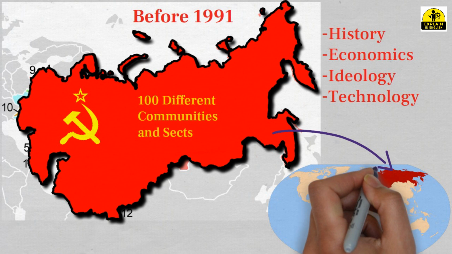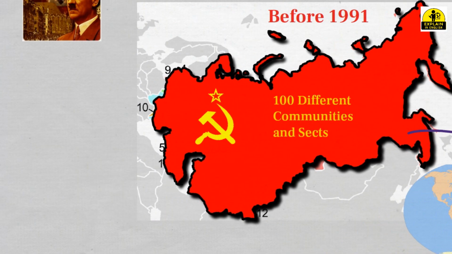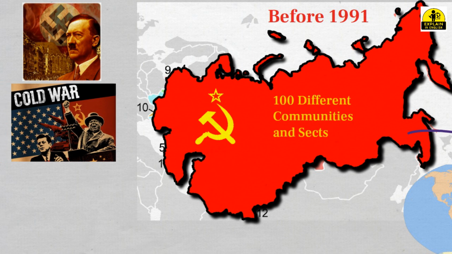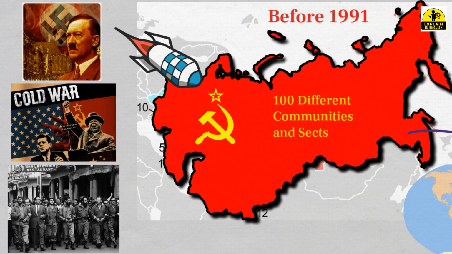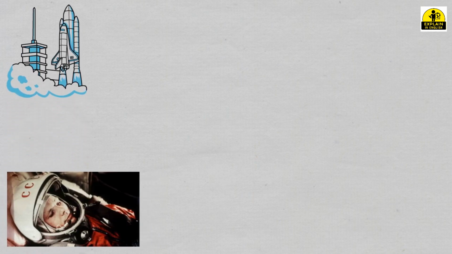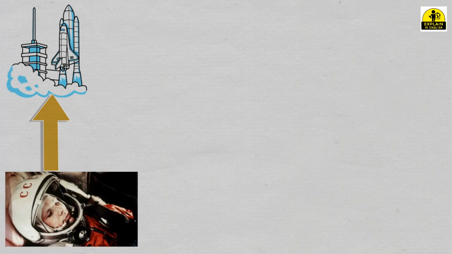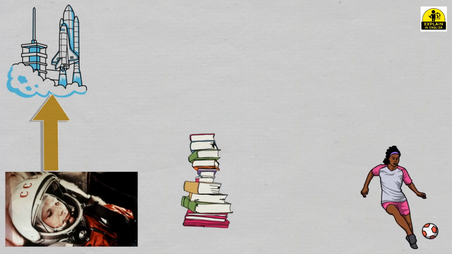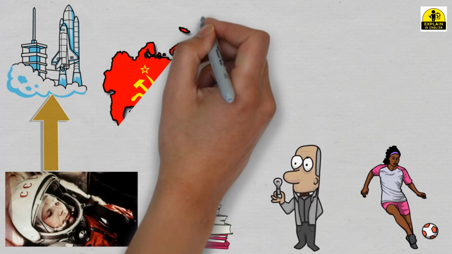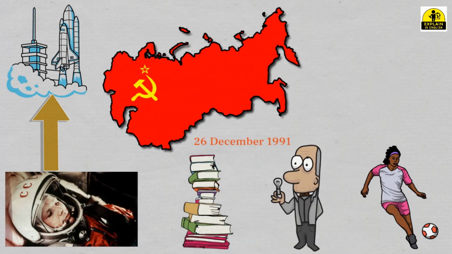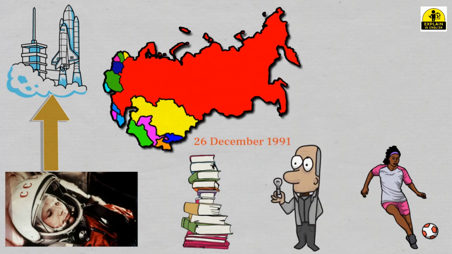It covered almost 1/6 of the planet's land. It had conquered Hitler. It was engaged in a Cold War with America. It was way ahead in nuclear weapons technology, and it was crucial to the revolutions in Cuba and Vietnam. The USSR had also sent the world's first satellite into space. The first human being to go into space was also from the USSR. Aside from this, the USSR was the most advanced nation in that era in terms of sports, the arts, literature, science, and technology. Nevertheless, on Christmas Eve in 1991, the biggest nation in the world collapsed.